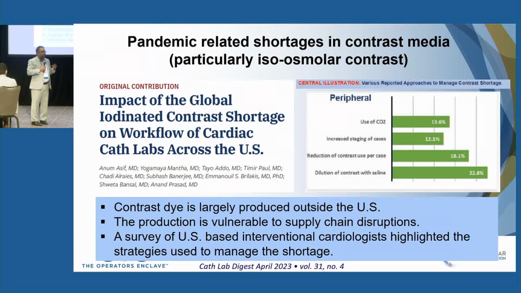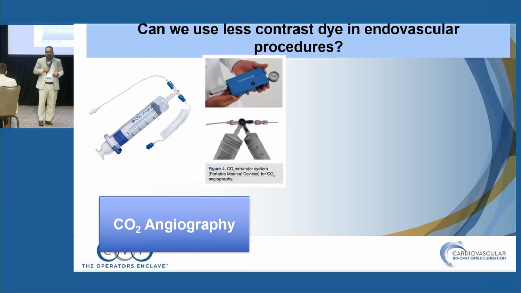And we did a survey of interventional cardiologists around the country and how they were managing the problem with the contrast availability. And you can see, here's what people did. They used more CO2, they staged cases, reduced the amount of contrast, and they diluted contrast. So they did sort of the natural things you would think about doing if you didn't have a lot of contrast dye.